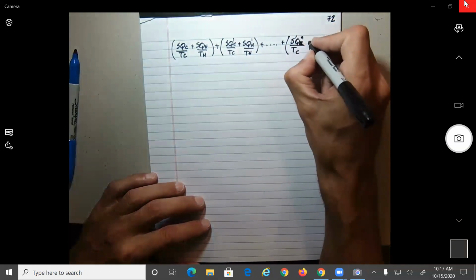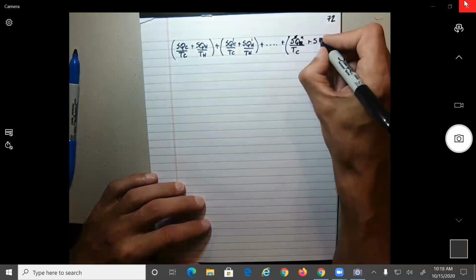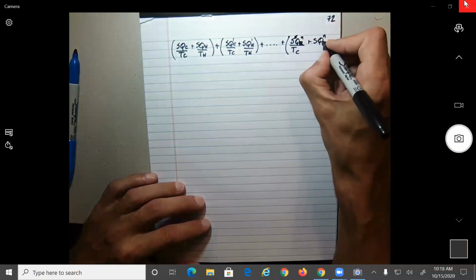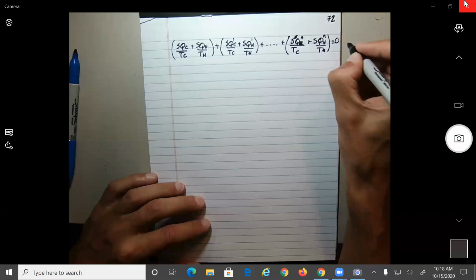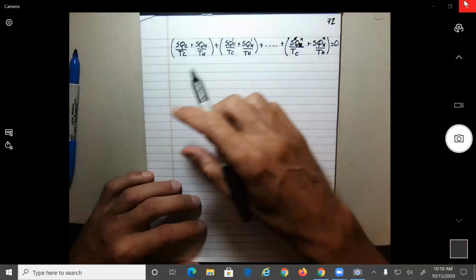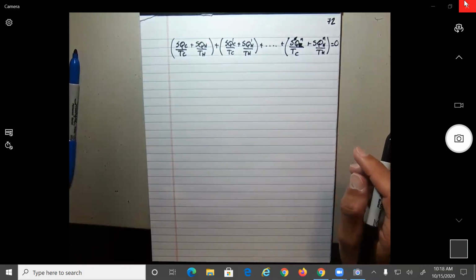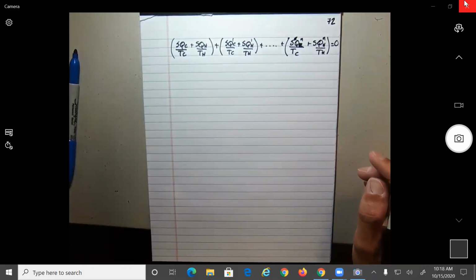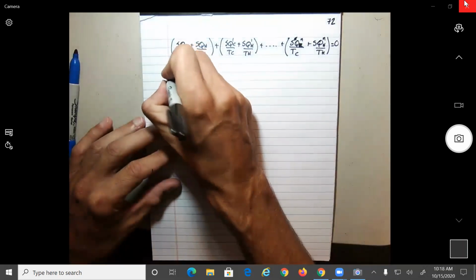This should not be a prime here, sorry, delta Q hot over T hot. So basically you see the idea, no? All of them, you add them together, they should be equal to 0. Okay?